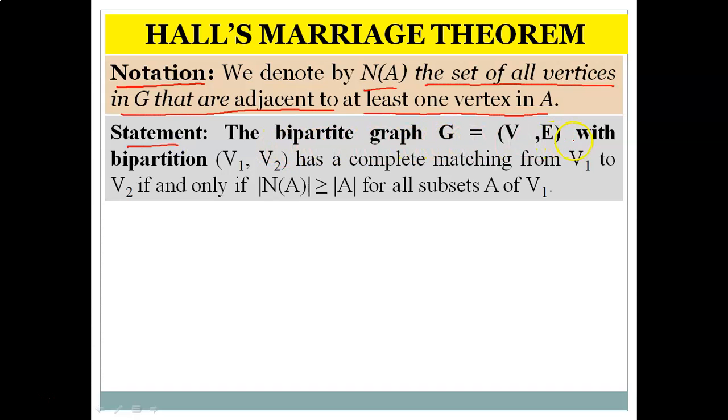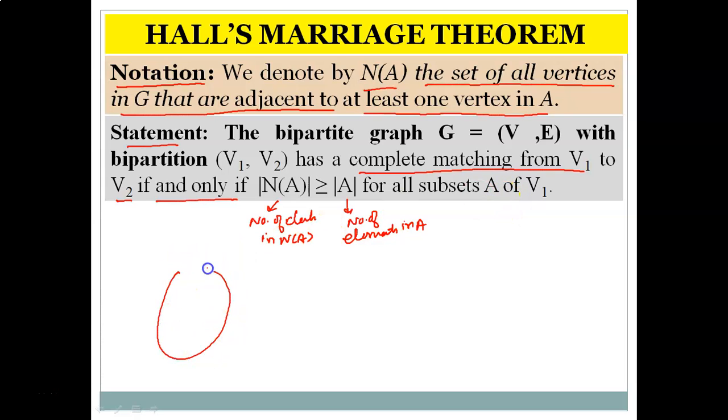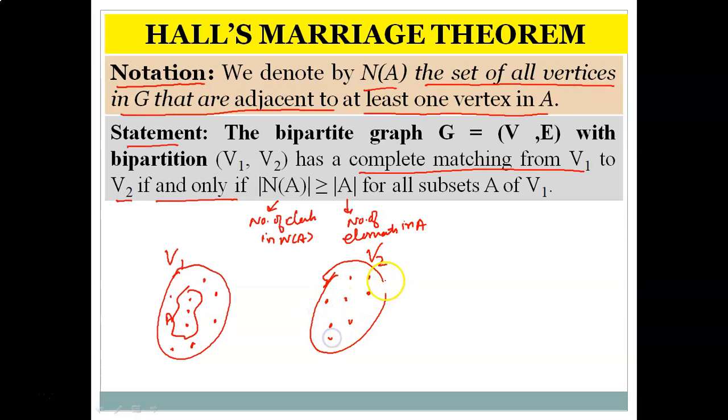The bipartite graph G equal to (V, E) with bipartition V1, V2 has a complete matching from V1 to V2 if and only if the number of elements in N(A) is greater than or equal to the number of elements in A. These two vertical lines denote the number of elements: the number of elements in N(A), and this denotes the number of elements in A, for all subsets A of V1. In fact, you have partitioned the set V into two sets, V1 and V2, and suppose there is one set, these are the vertices here. Let the set be A, and some vertices are beyond this A, and certain vertices are there in set V.